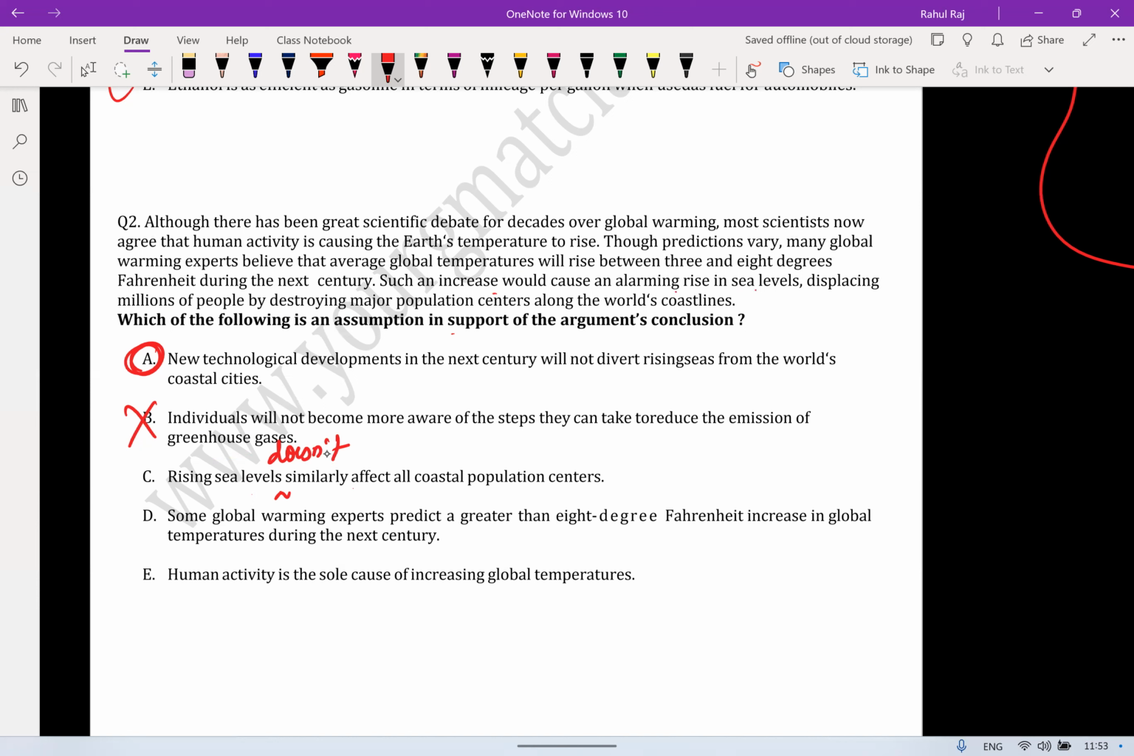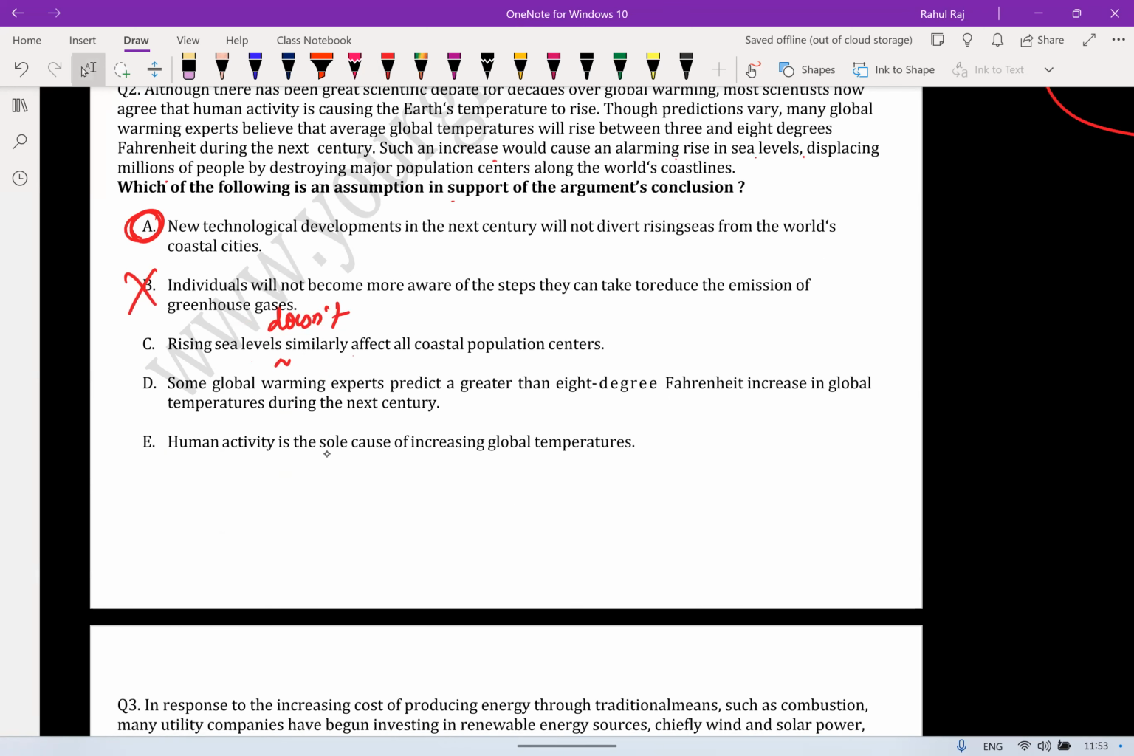Such an increase would cause an alarming rise in the sea level, displacing millions of people by destroying major population centers. How is it weak? It basically says that the impact will be similar across the world's coastlines. It just says that this is a fact and it will happen across all the world's coastlines, impacting the major population. So I think it is assuming that it will be similar across. That's fine. But I'm telling you, if I negate this, it should weaken my conclusion. Only then can I take this as the answer, right?